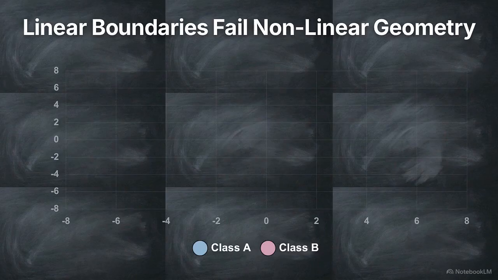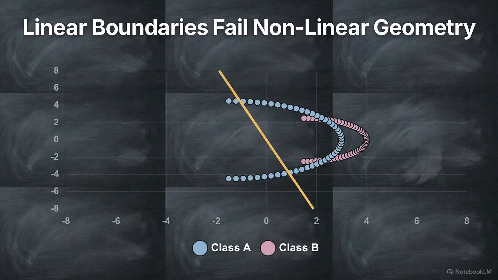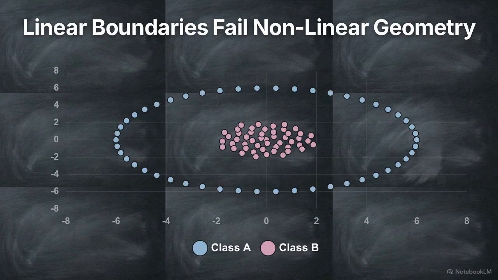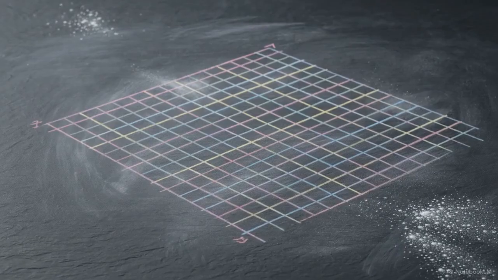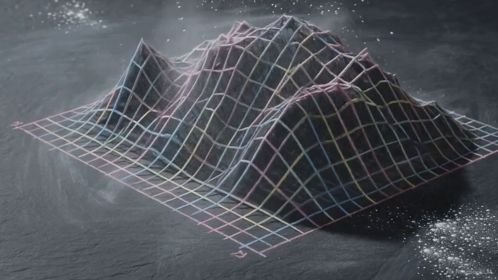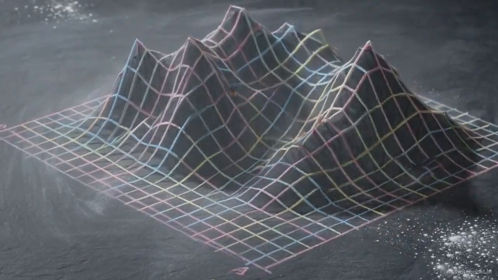But even with the perfect C value, the algorithm is still trying to draw a straight, flat line. That straight line is completely useless when a dataset possesses nonlinear geometry. You cannot draw a flat line through a circle of points. The elegant geometric solution is to apply a nonlinear transformation, physically bending the two-dimensional space into a higher dimension.